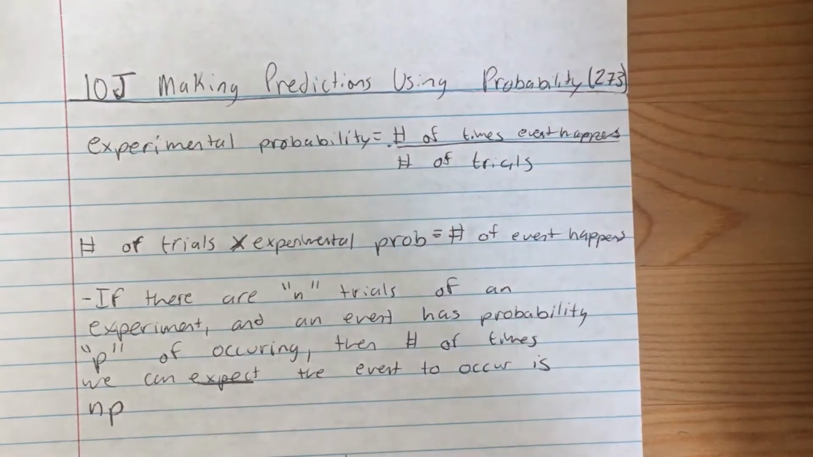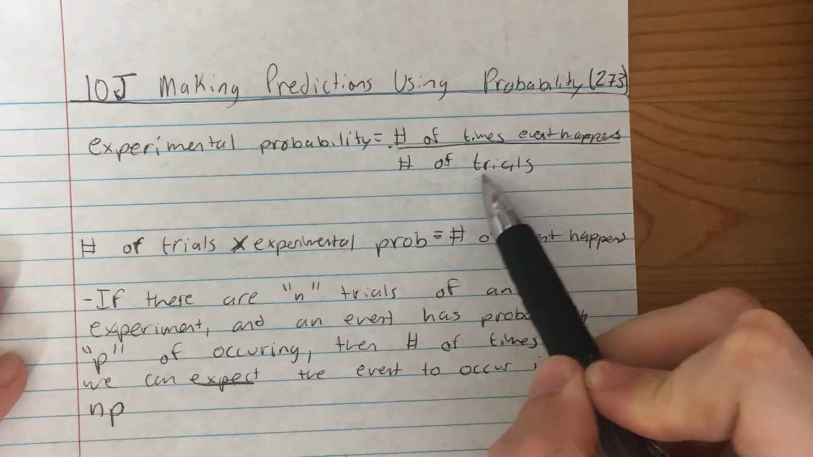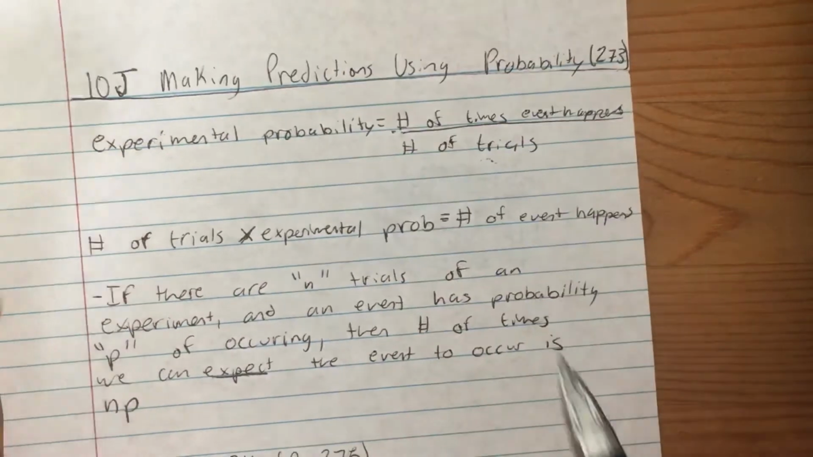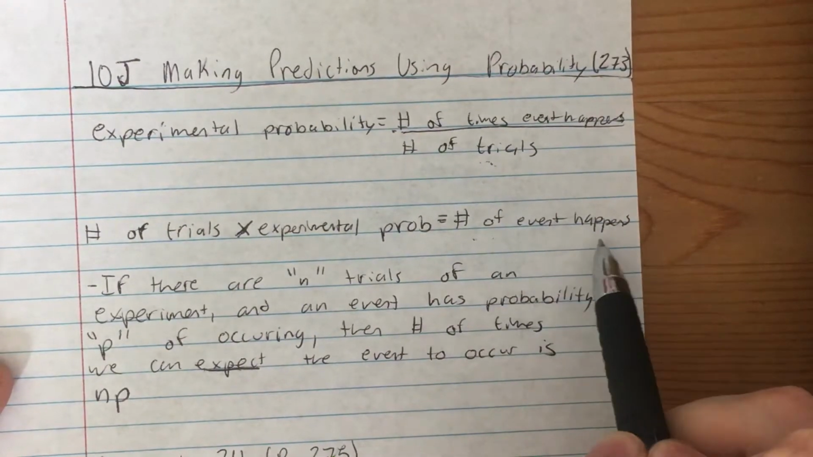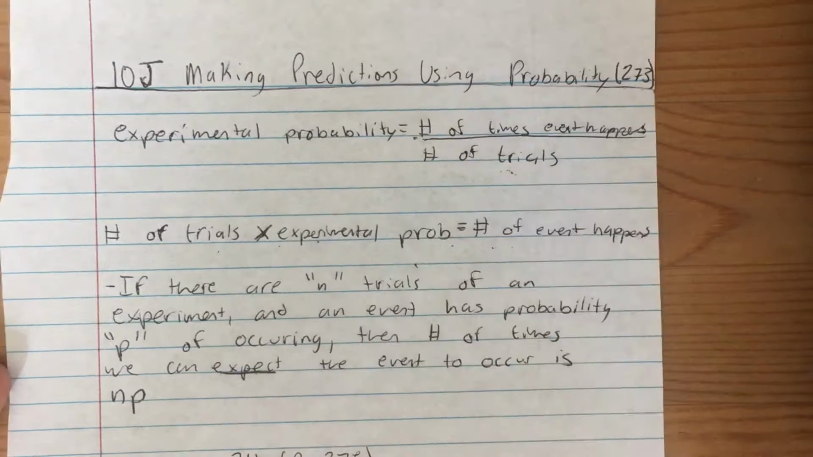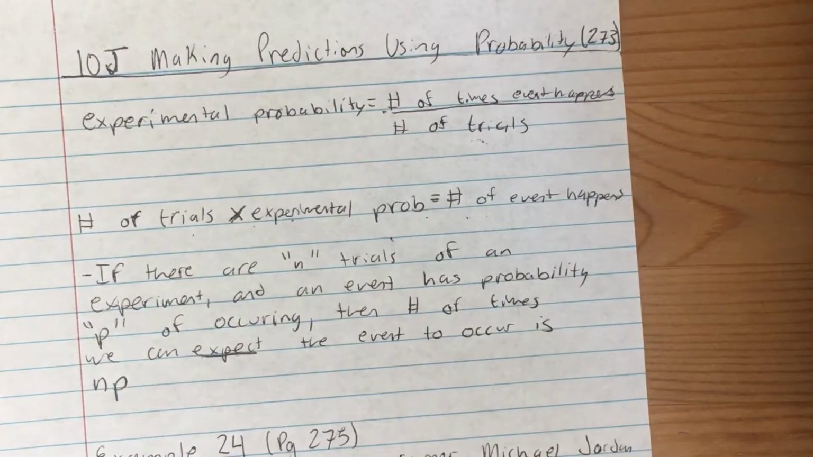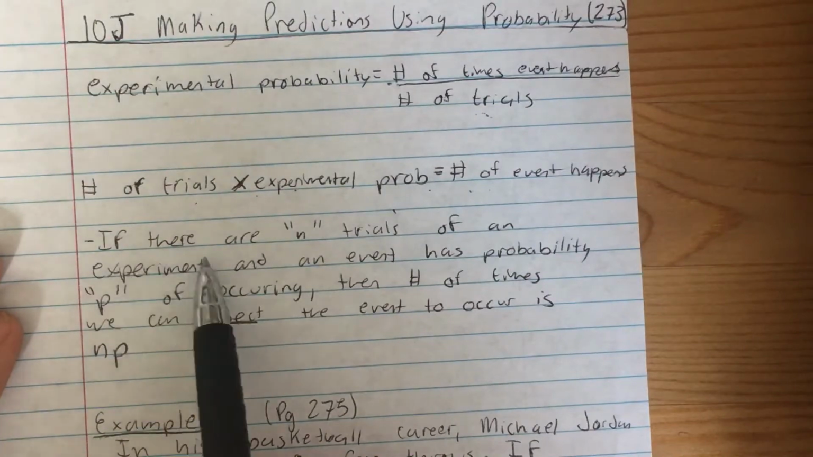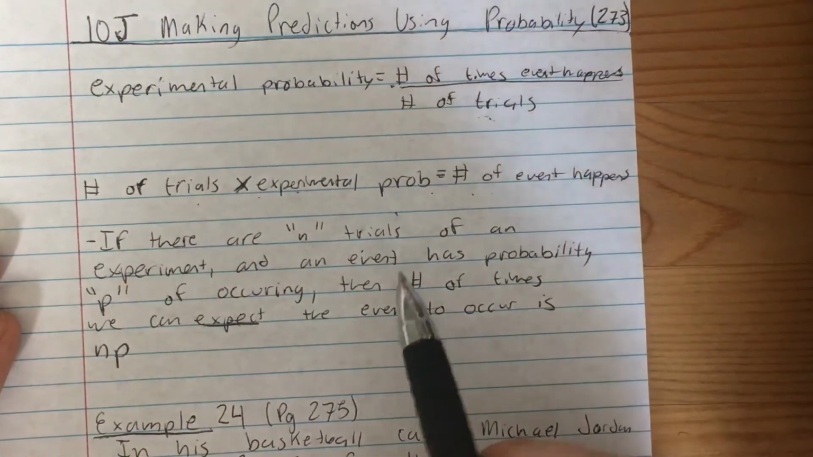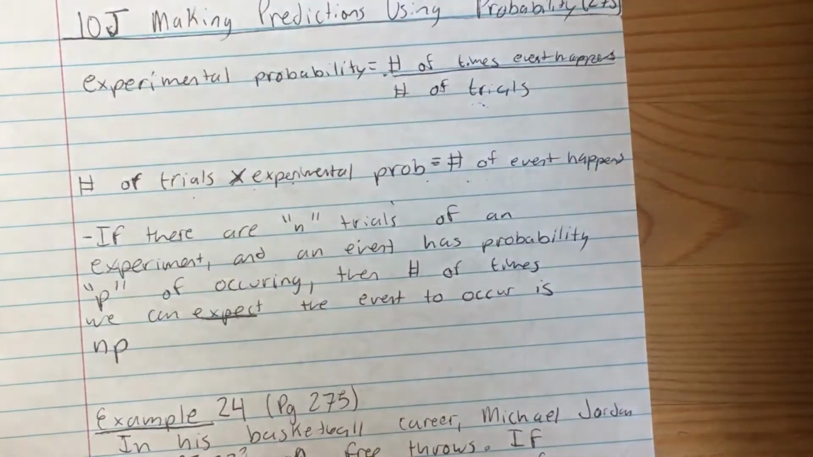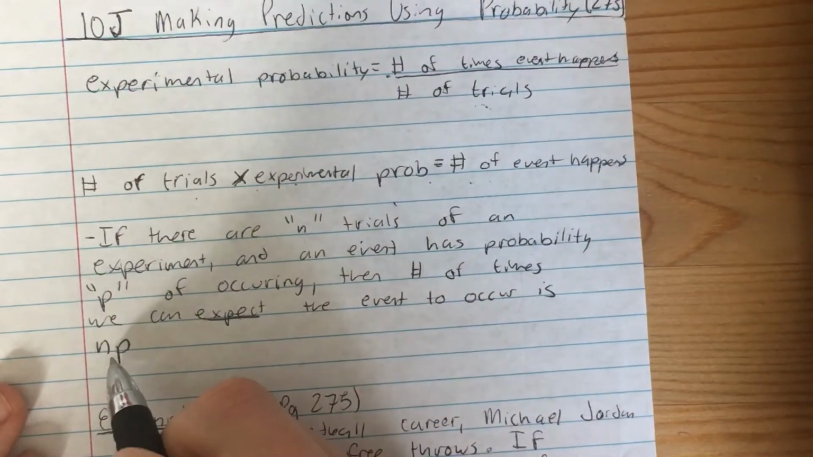To get what should happen, we're just going to get rid of this division by multiplying it over. So if we multiply both sides by the number of trials, we get that the number of times an event happened is equal to the number of trials times the experimental probability. So if you have some experimental probability, you can use that to make predictions based off of the data that you have here. If you have n trials of an experiment and an event has the probability P of occurring, then we can expect something to occur by multiplying n times P.